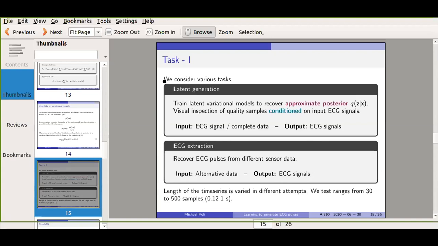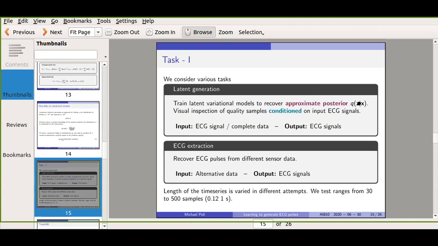It's not always clear. And then the second one is latent generation. So this is why it was useful to have the slide before. Q is the approximate posterior. We want to recover this, we want to learn this, so that then we can condition on some ECG, and we want to obtain new ECGs that have the same characteristics or that look similar, but they're new.